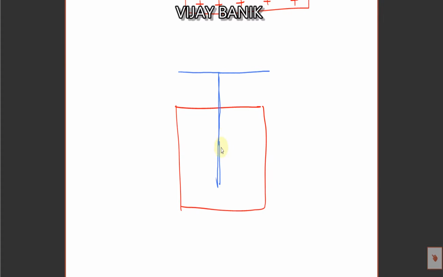And it has this thin gold leaf over here, which I'm going to draw right now with the help of brown color. This thin gold leaf deflects based on the charge of the gold leaf electroscope. What do you mean by deflects based on the charge of the gold leaf electroscope? For example, let's say this particular electroscope is neutral in nature.